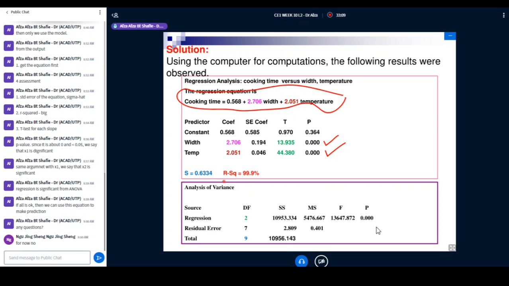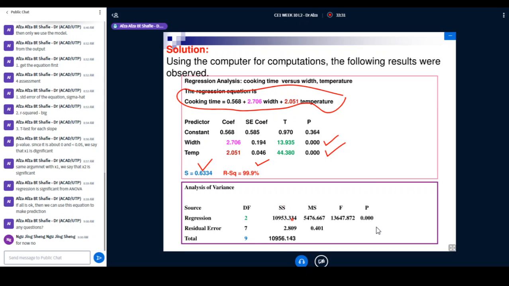All right. So look, this is 0.6334. R squared is very good, 99.9, which is almost 100%. Degree of freedom, 2, because two values: X, width and temperature. Total is 10.